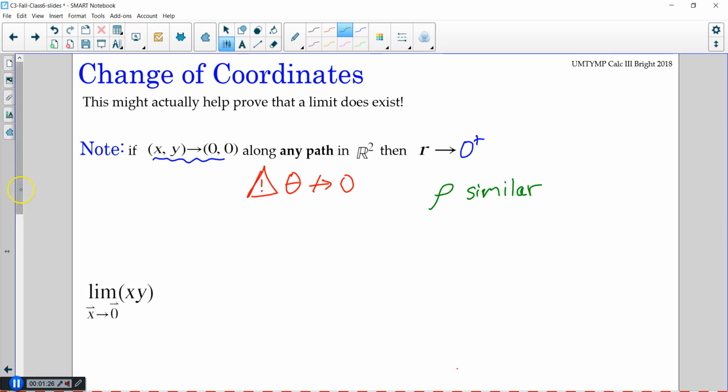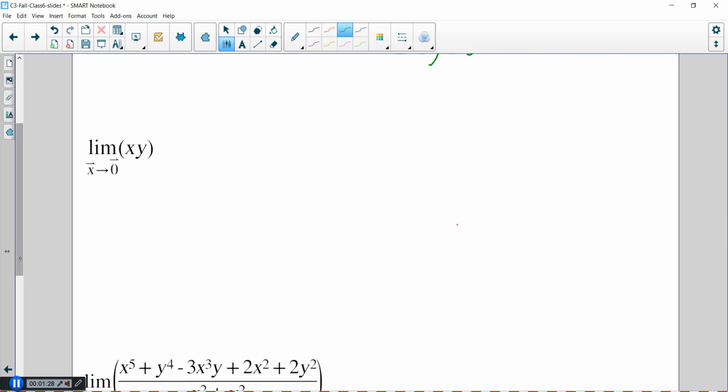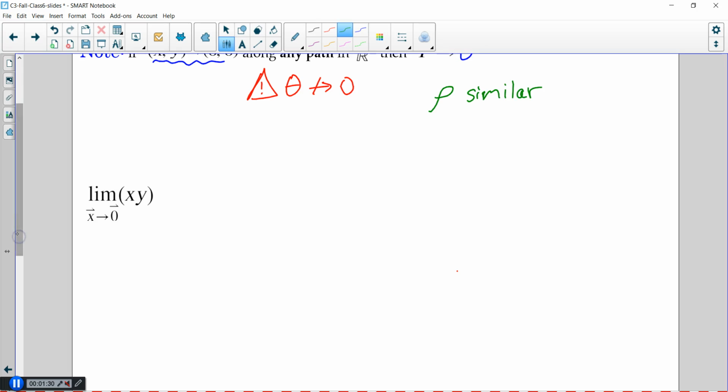Okay, first example we're going to do, you're going to look at it, you're going to say, well, Professor Bright, why do we even need it? Well, to get experience, right? So you can look at this and say, well, 0 times 0 is 0. Great. Okay, let's see it a different way.